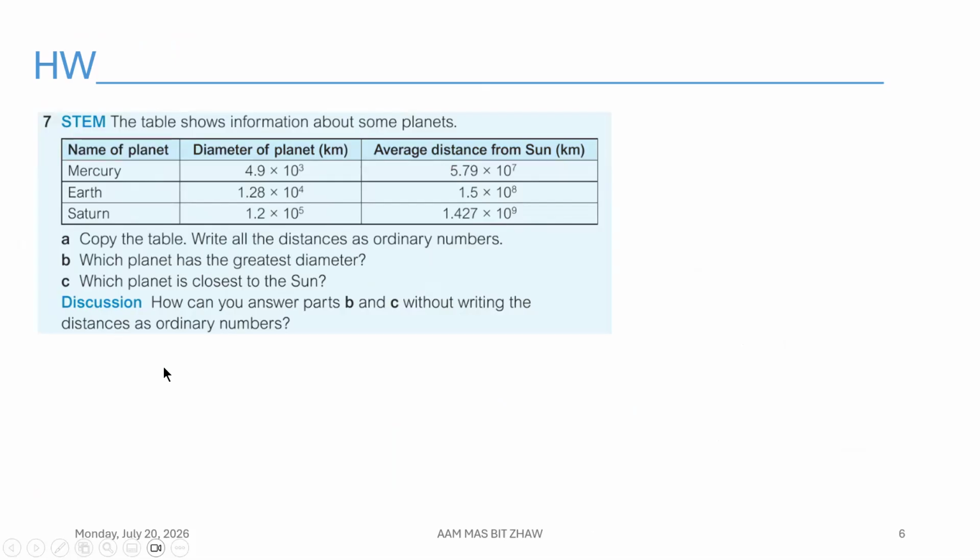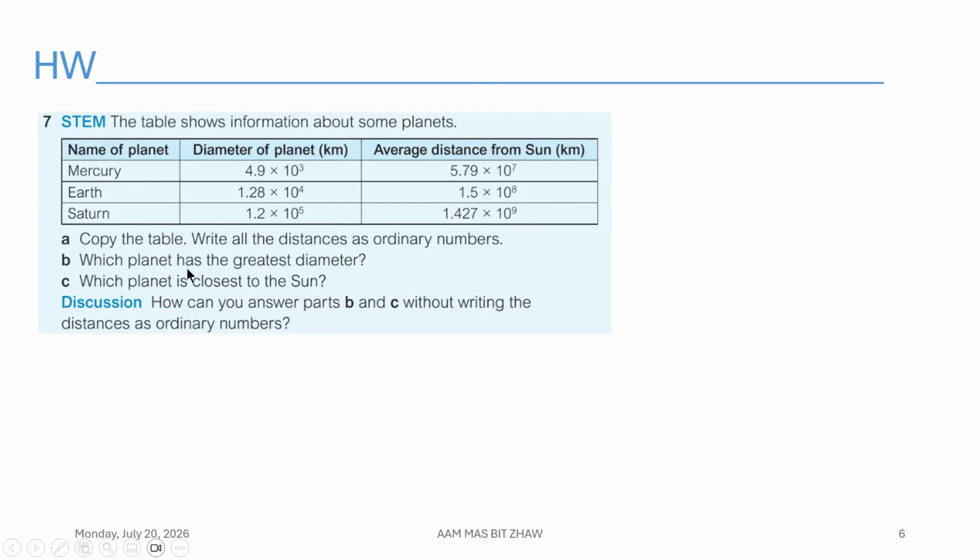Now, I want you to try to do this homework: copy the table, write all the distances as ordinary numbers. Now, all the numbers are written in standard form. If I write this in normal form, 10 to the power 3, it is 1,000. When I multiply 1,000 by this number, what happens to the point? So write all these numbers, which are in standard form, in normal form.